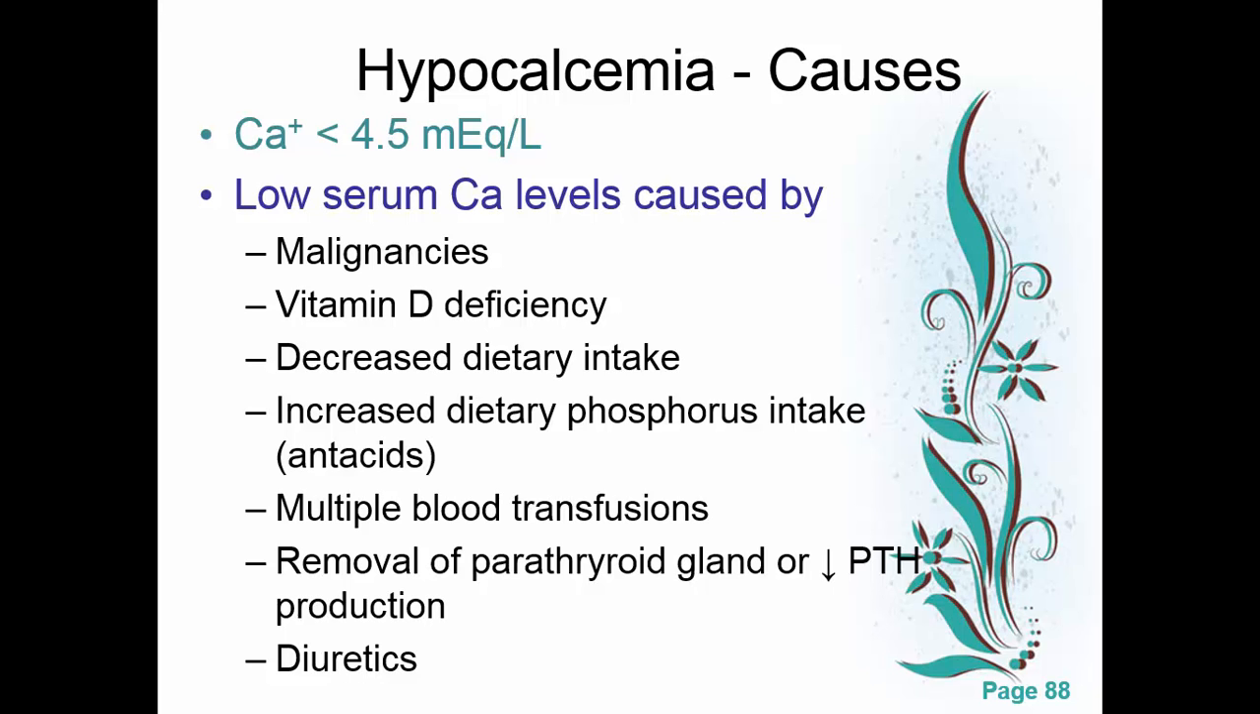It could also be from multiple blood transfusion, removal of the parathyroid gland, which we talked about when we talked about a thyroidectomy. Sometimes it can be inadvertently removed, or sometimes it's removed on purpose. They may also have a decrease in the parathyroid hormone production, and diuretics is also a cause.